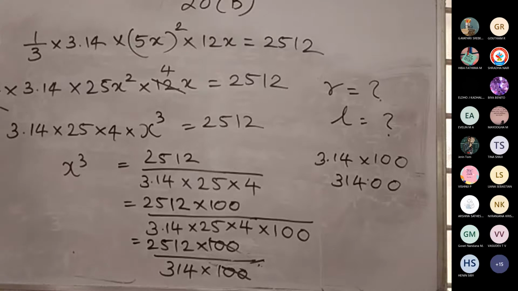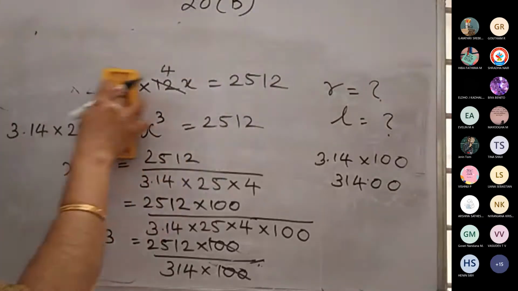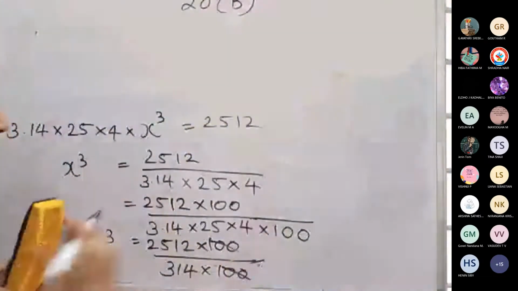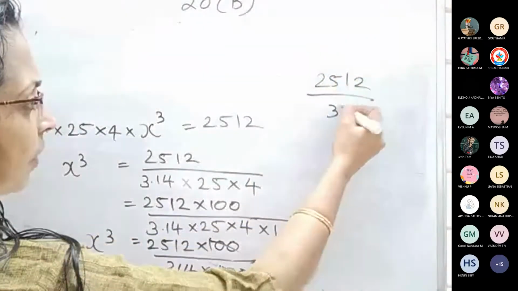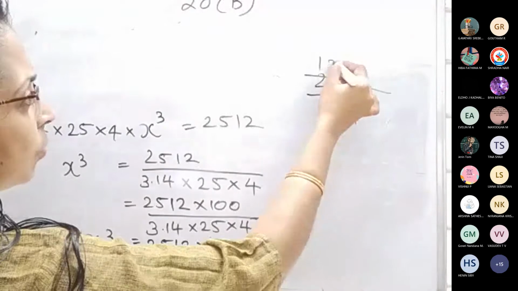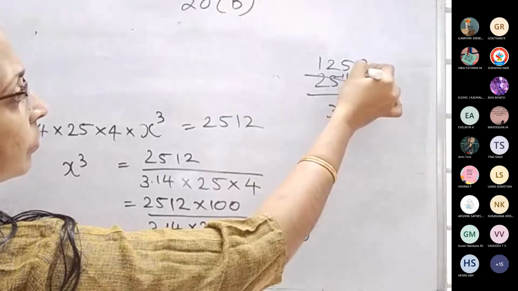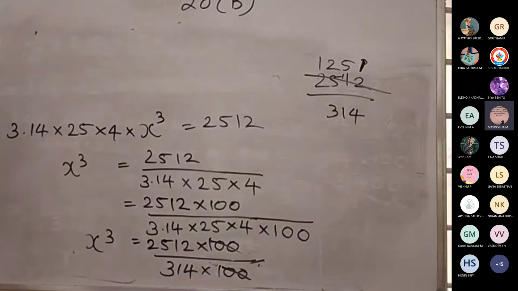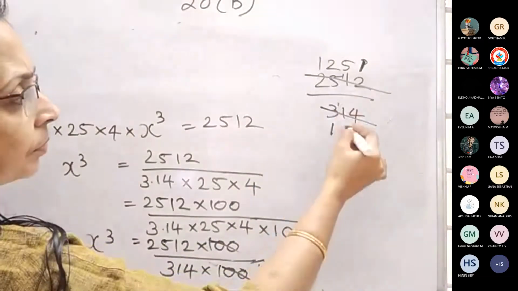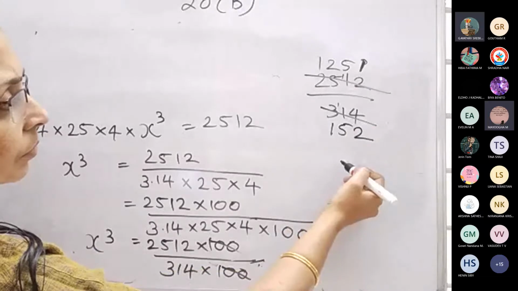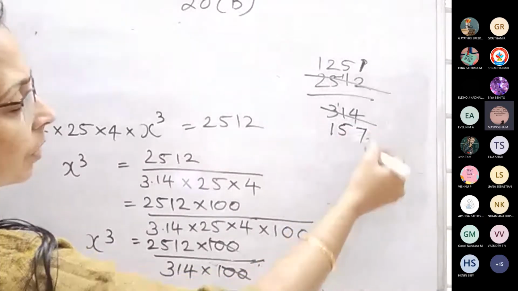How many times possible? 314. Cancellation, do with 2, that is better now. Cancel it. 2512 divided by 314, cancel by 2. 2 ones are 2, 2 twos are 4, balance 1, 5 twos are 10, then 3 twos. 157. 7 only, no. 7. Okay.